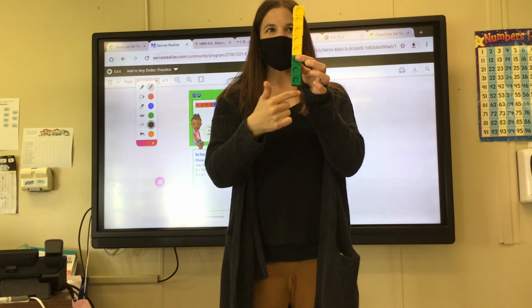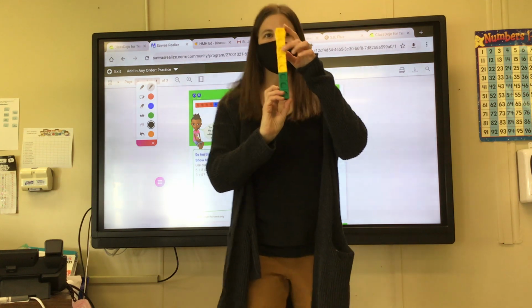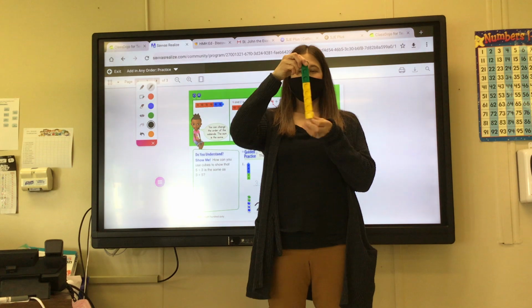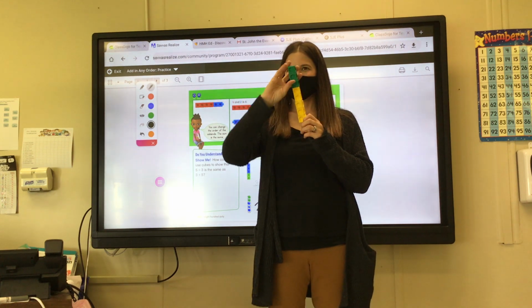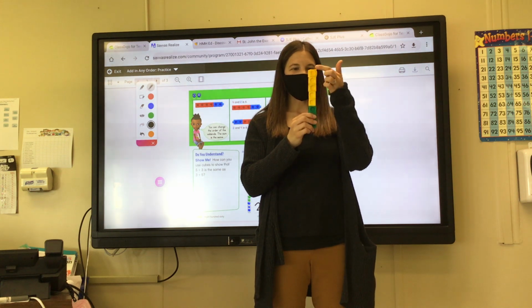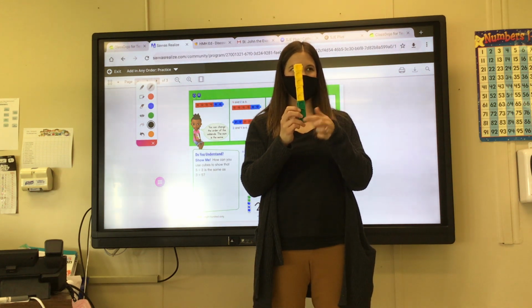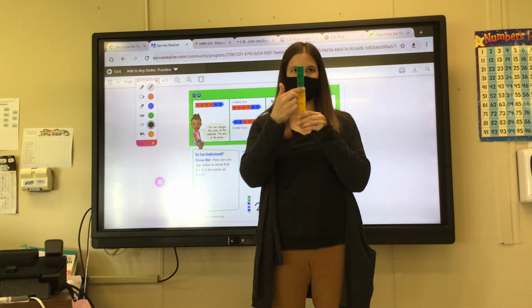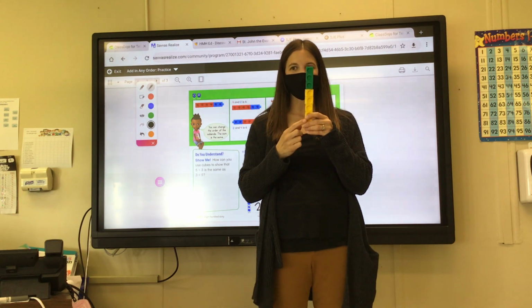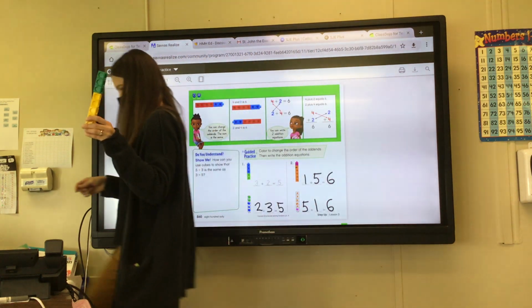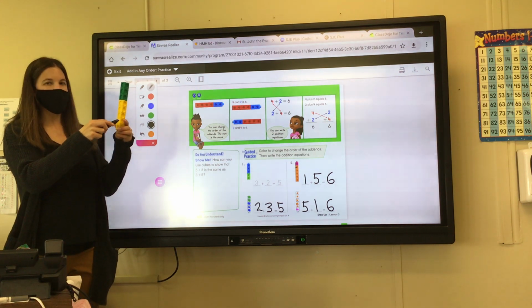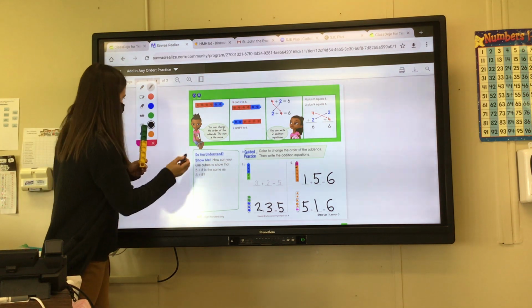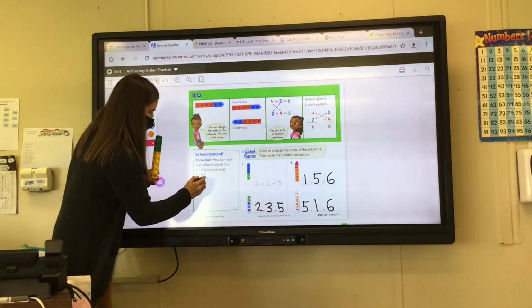5 plus 3 is the same as, everybody watching? 3 plus 5. Okay? So, once again, 5 yellow plus 3 green is the same as 3 plus 5, which is what's the answer? 1, 2, 3, 4, 5, 6, 7, 8. So what I want you to do is just draw a cube tower with 8.